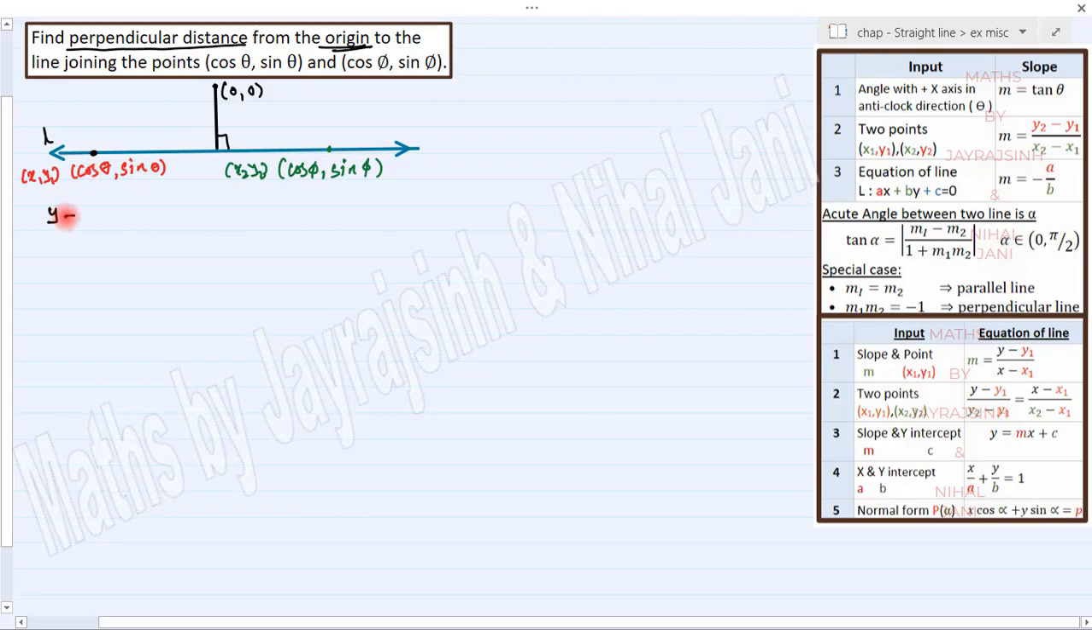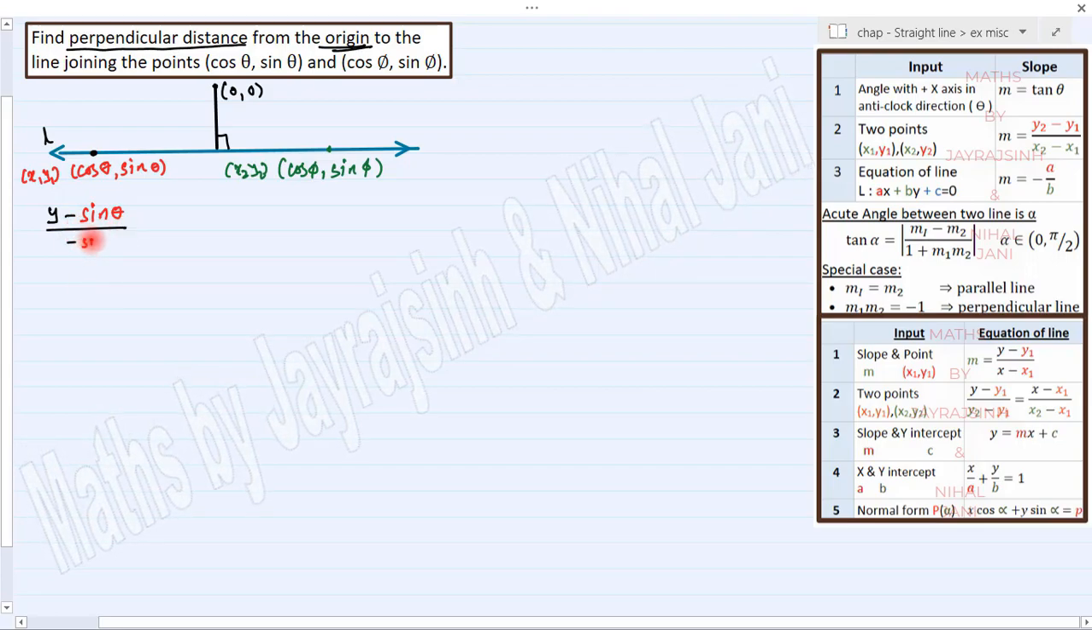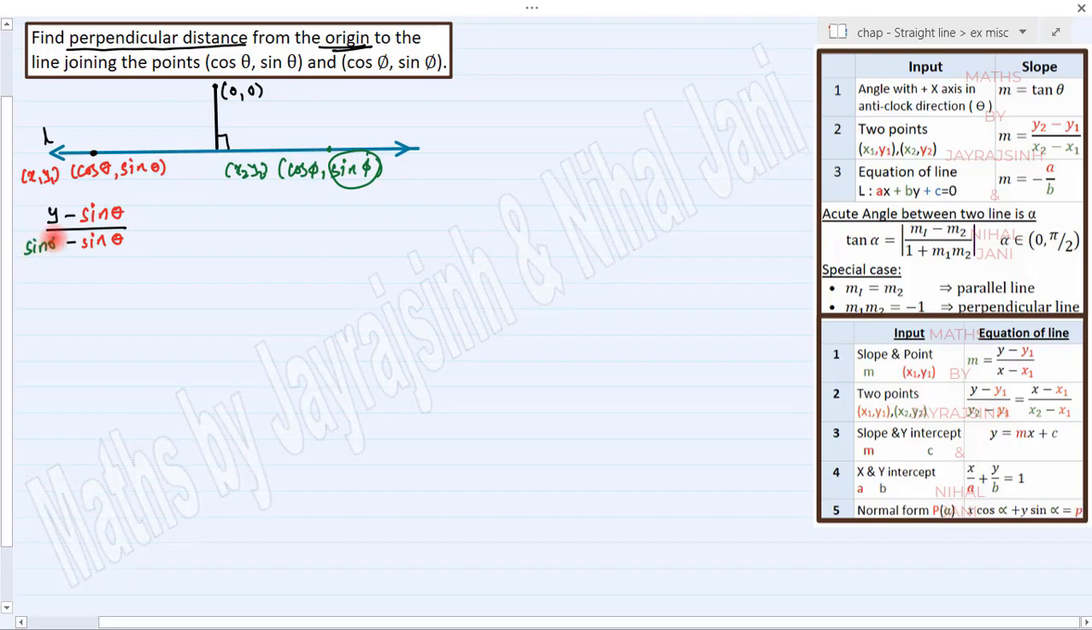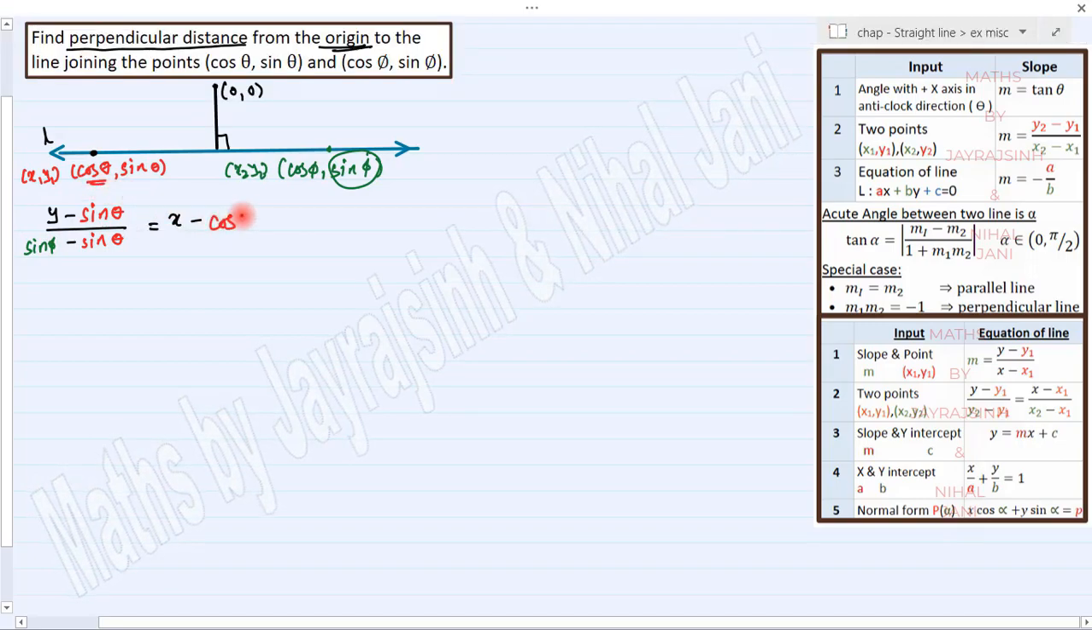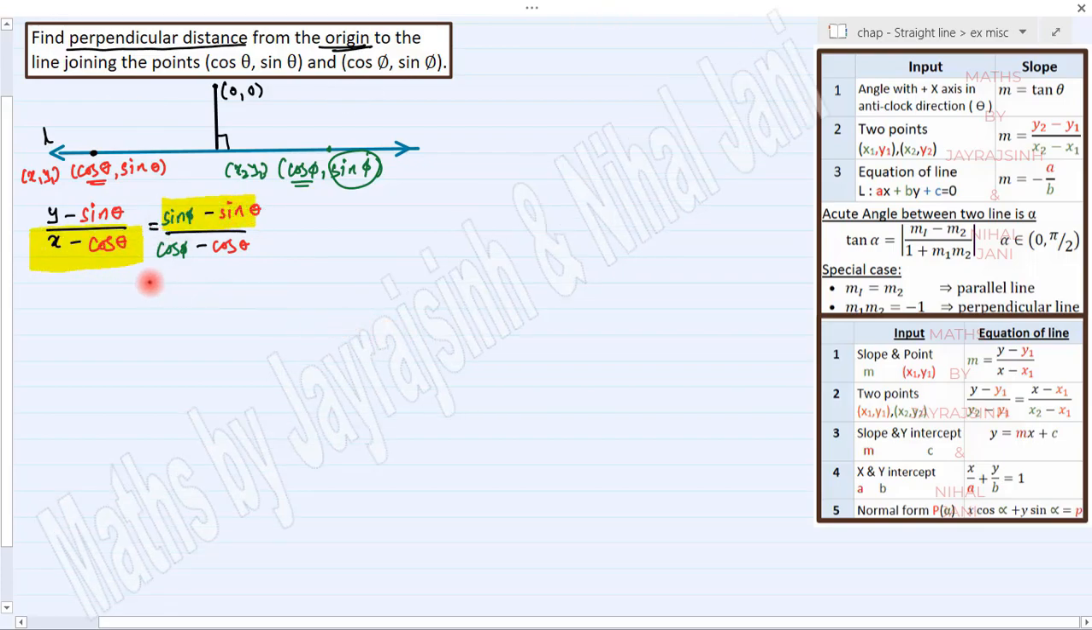So we'll get y minus y1, which is sin theta. So first of all place the value of y1, then y2, which is sin phi, is equal to x minus x1, which is cos theta. Then we'll place the value of x2, which is cos phi. Now to simplify this, we have to interchange these two terms, something like this. Now we get all the constant terms on the right side and unknown terms on the left side, so we can further simplify.